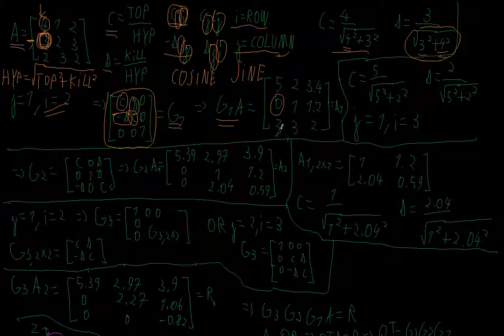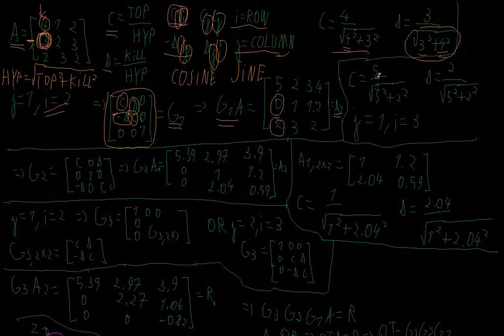Here we have 5, 2, 2, 1, 3, 3.4, 1.2, and 2. And so that is the result of our first rotation, and we get as a result A sub 1. Let's call it A sub 1. So now again we will repeat this, this time with this number here.